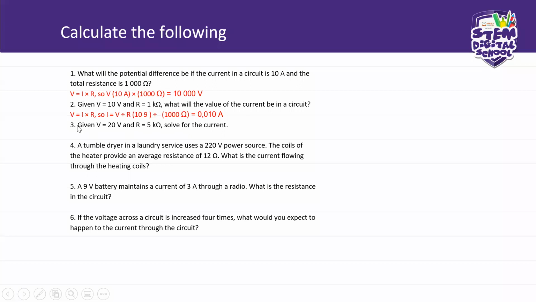Your current is... what is the formula for your current? Voltage divided by resistance. So you're going to divide voltage by resistance to get this answer.